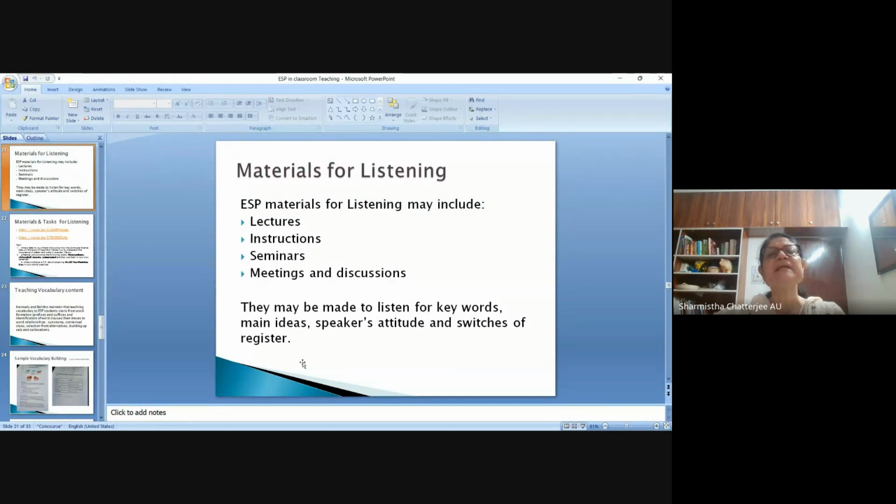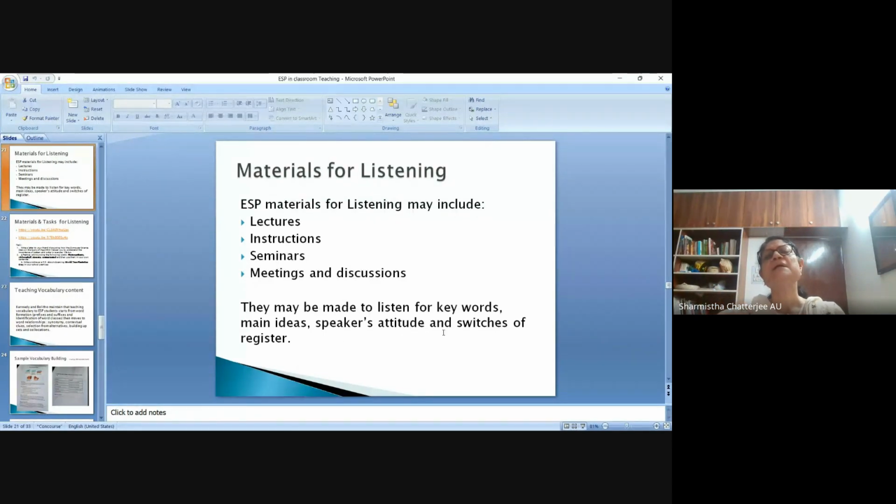So do we really do that? Is there any scope for doing that? If we have time, yes, keeping in mind that there are constraints of the syllabus, of the exam, of infrastructure. Can we be with our own laptop? Can we actually focus on the wall? So here you see ESP materials. These are for adult learners. Lectures would mean your classroom teaching. Instruction could mean your classroom teaching. Seminars, meetings, discussions, all these can be made to listen.